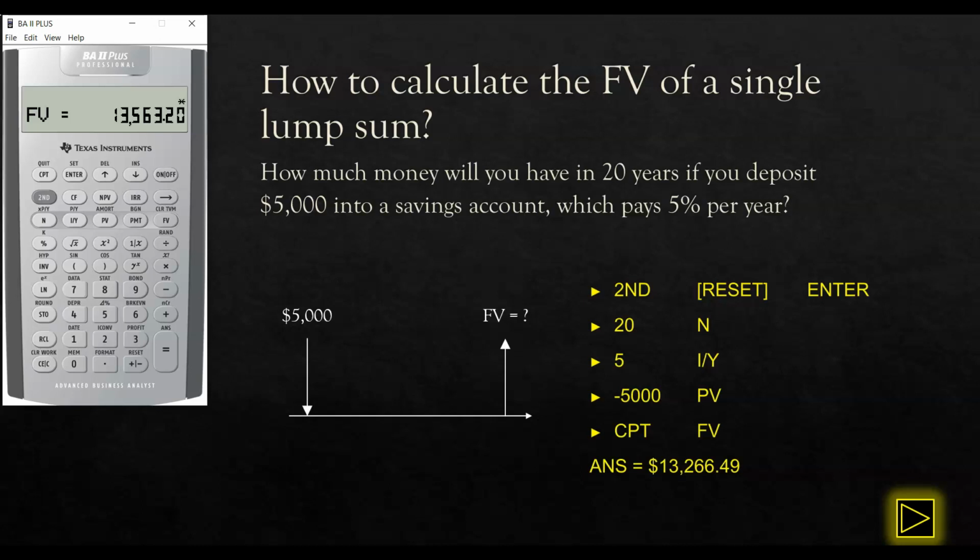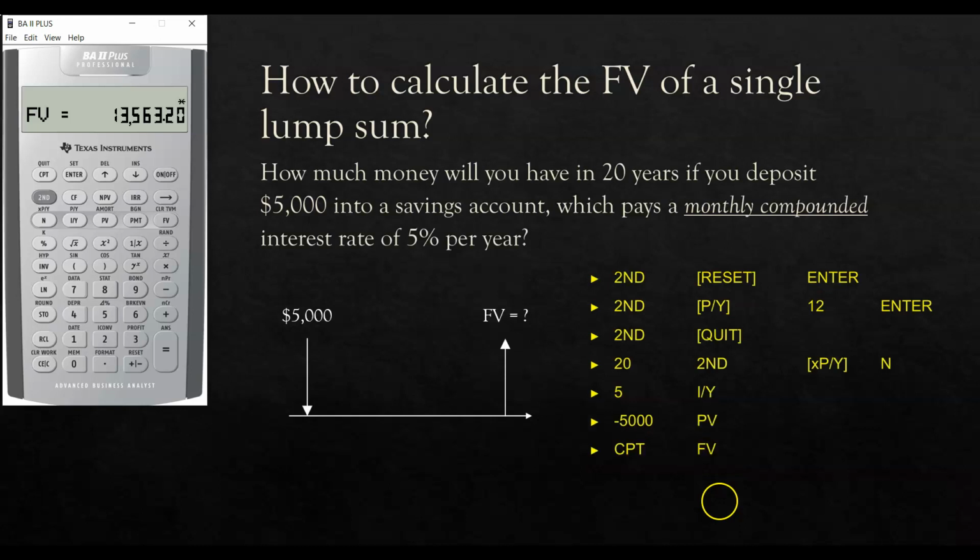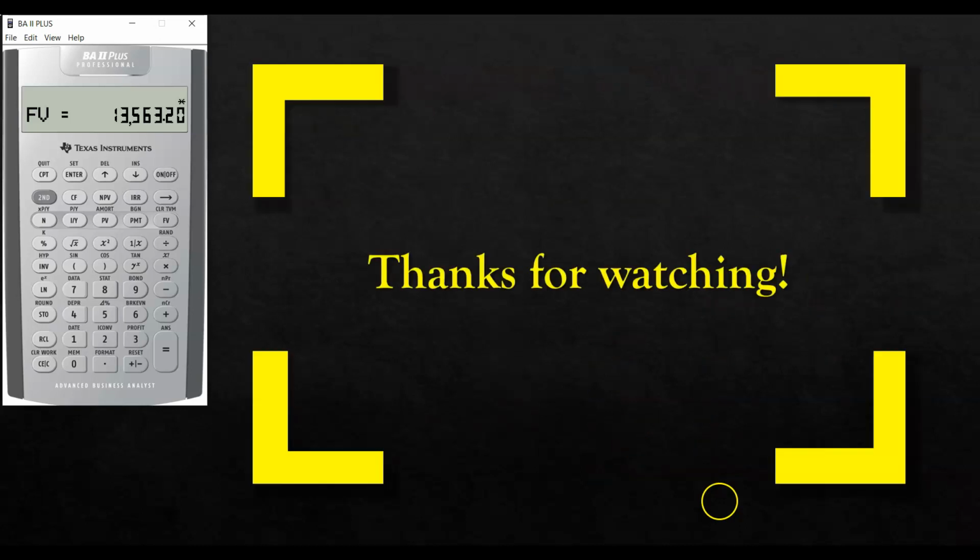So in summary, let me go back to the slide that I have here, right? This is how you calculate the future value for a single lump sum. In summary, I showed you how to do that when you have annual compounding, and then I showed you another example when you have monthly compounding. So now you should know how to do that.